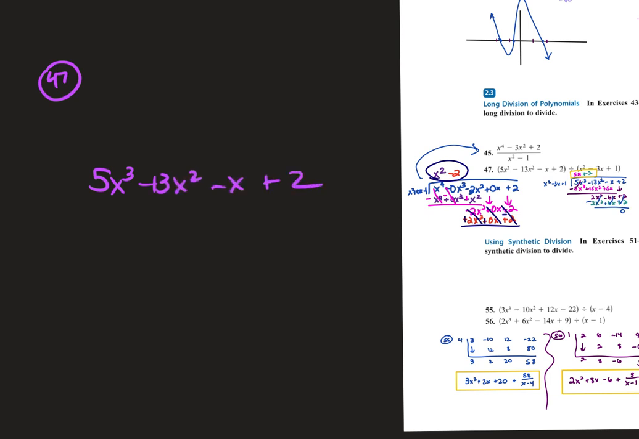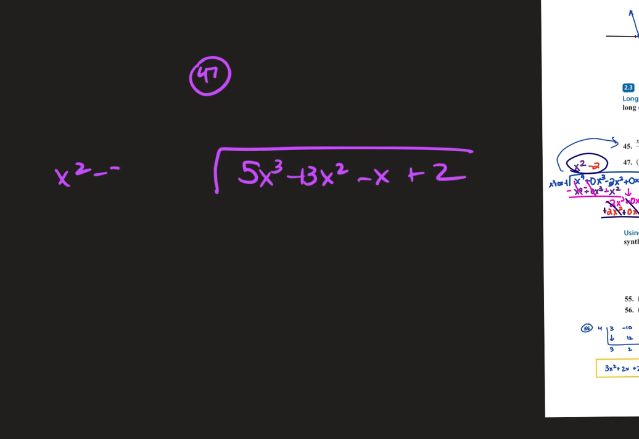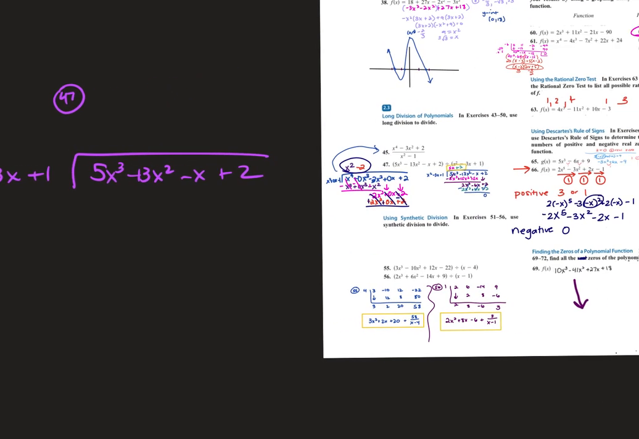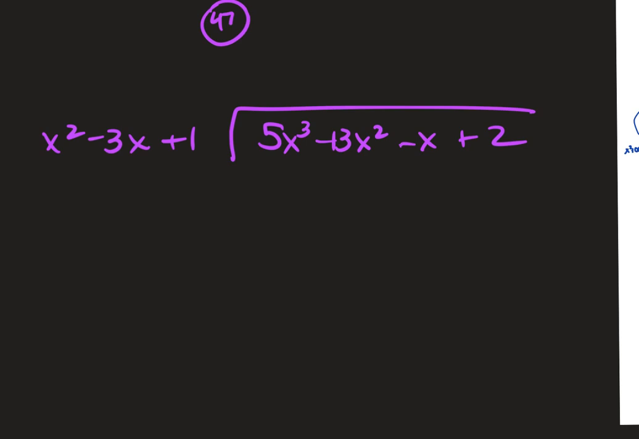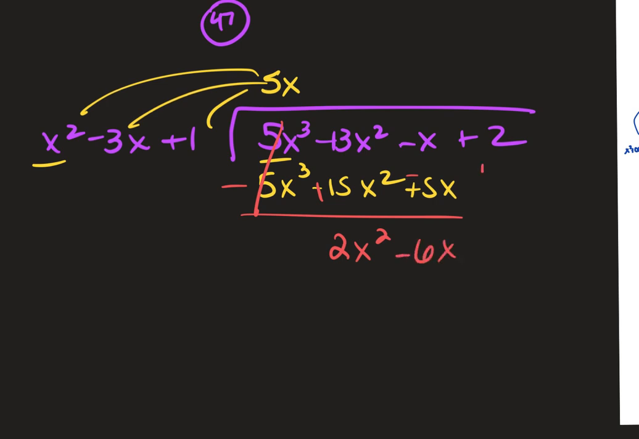Okay, there's no term missing, right, guys? And then x squared minus 3x plus 1. Right? Again, nothing missing. It's got to go in decreasing degree order, nothing missing on both. That didn't happen here. So now I go first into first. This would be 5x. I multiply it times each one. 5x to the third, negative 15x squared, positive 5x. Change your signs. Cancels. Negative 13 and positive 15 is 2x squared. Negative x and negative 5x is negative 6x. Bring down the plus 2.